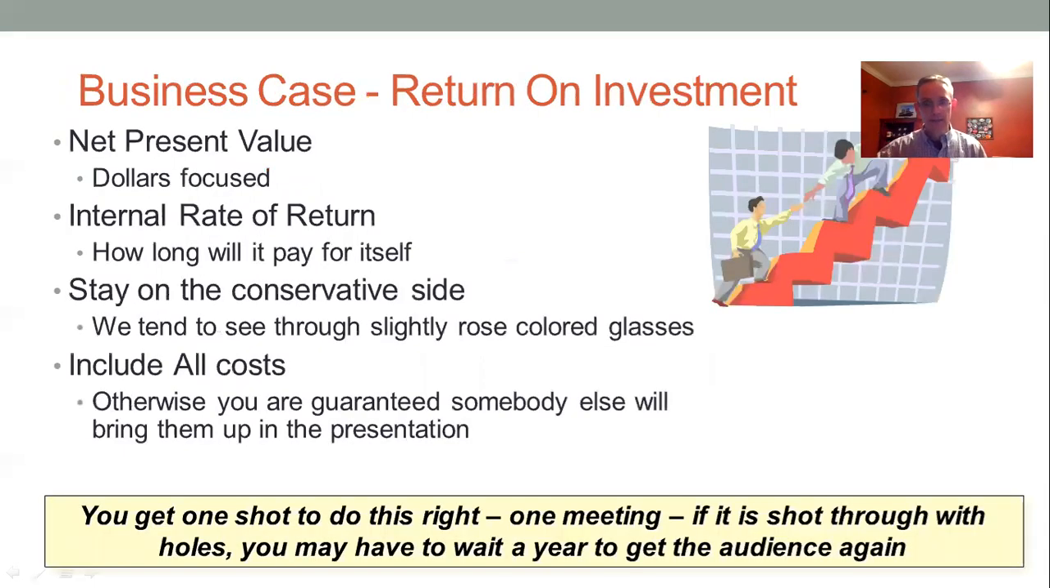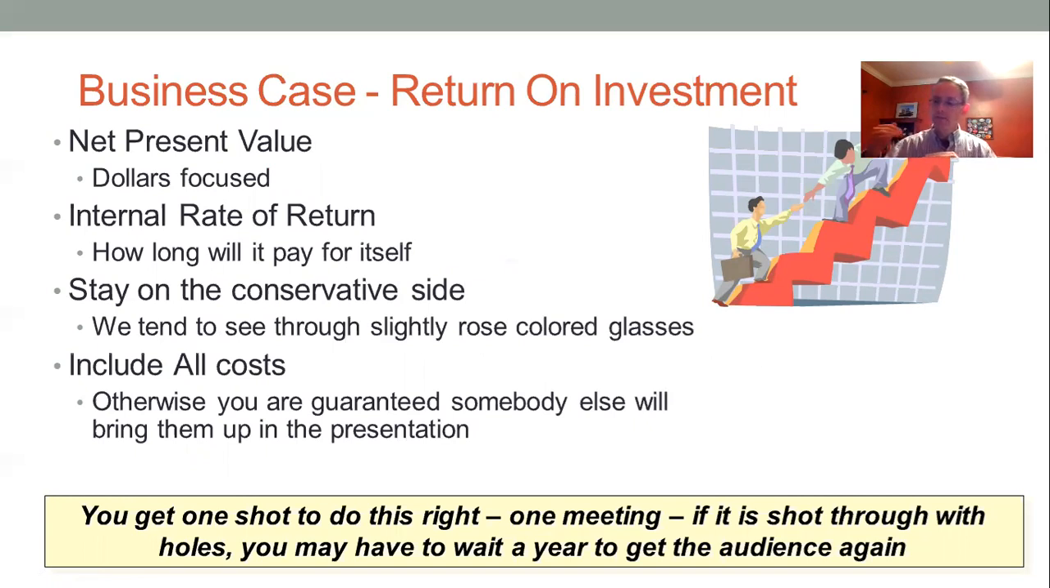The return on investment is a tricky one to get at, especially in IT. There's a couple of ways to do it. One is net present value, and that's dollars focused. What net present value does is it basically says, I'm going to have a cost and a return if I invest in this. And it's always an upfront cost, right? Because you're paying to get it put in. So there'll always be some upfront cost.